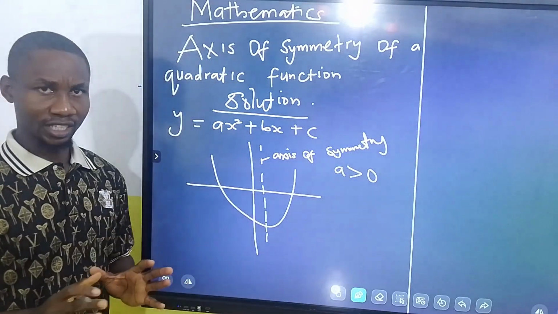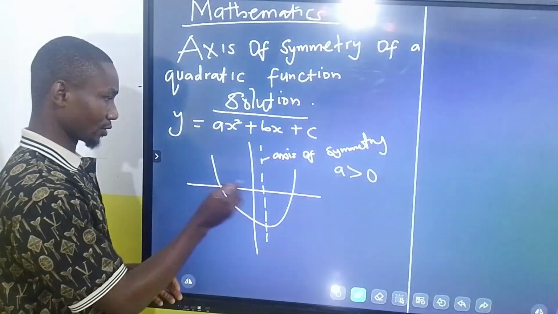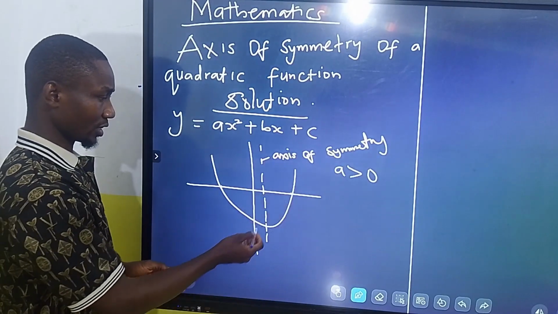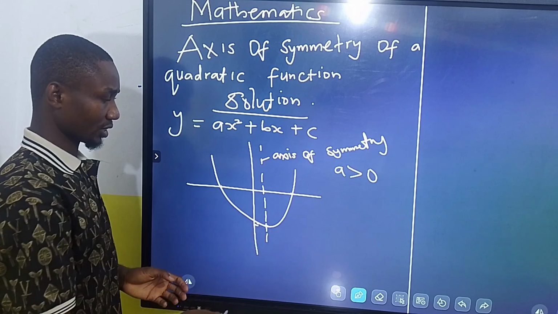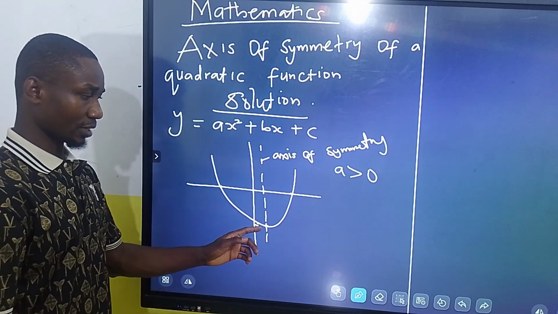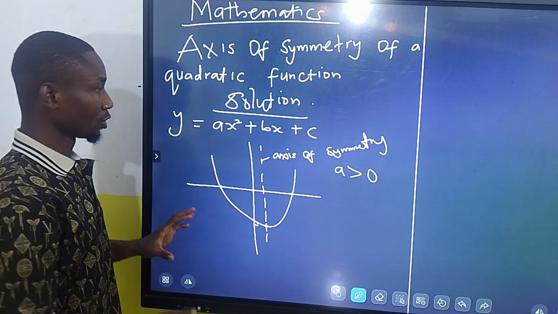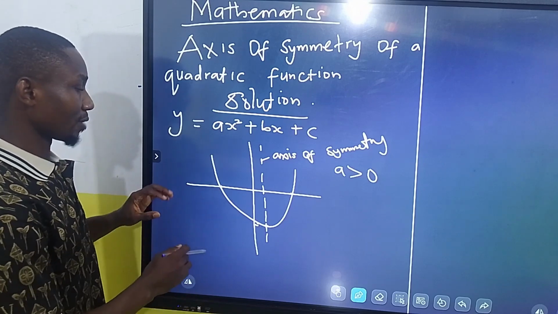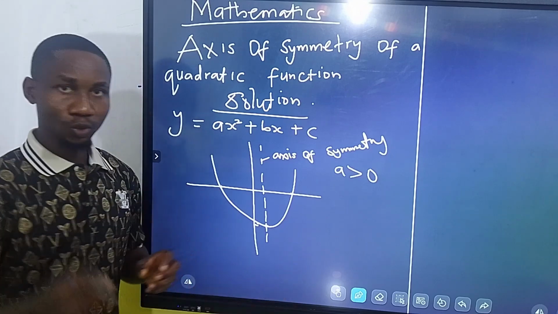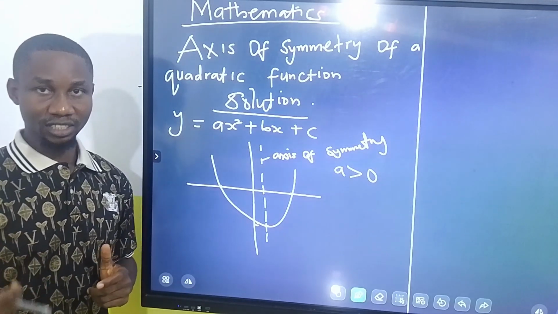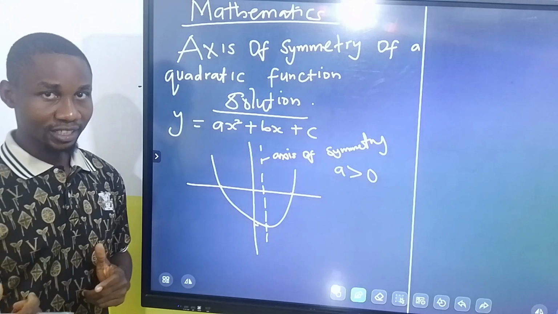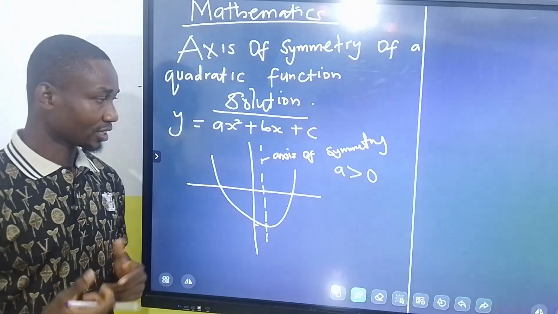We'll focus only on the axis of symmetry. This point is our root, and this bottom is our vertex. That is, we'll determine the minimum value for it. So let's continue. How do I get my axis of symmetry? I want you to note that the gradient of your axis of symmetry is 0. At the axis of symmetry, our gradient is 0.